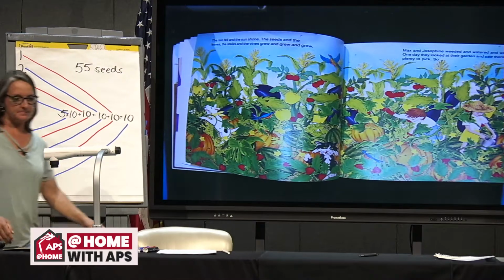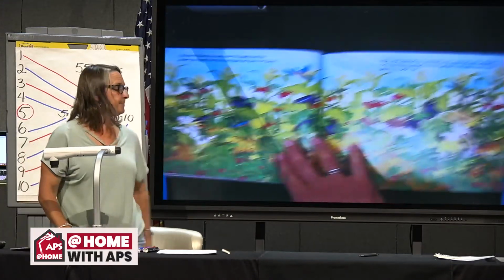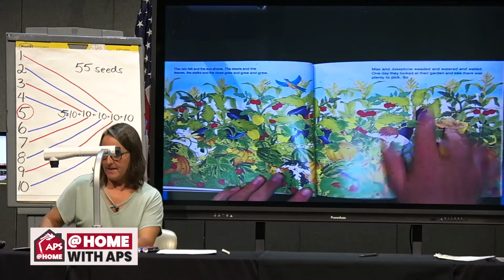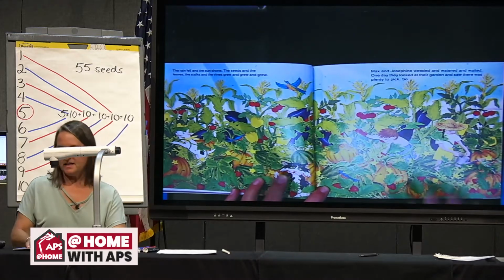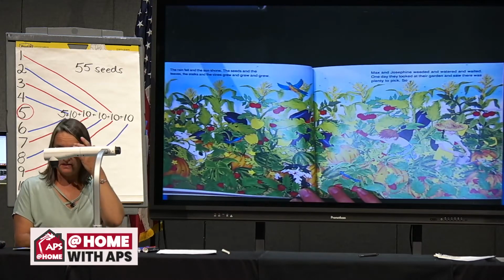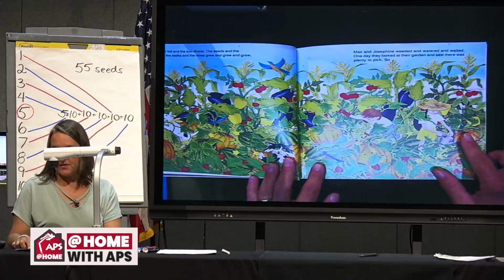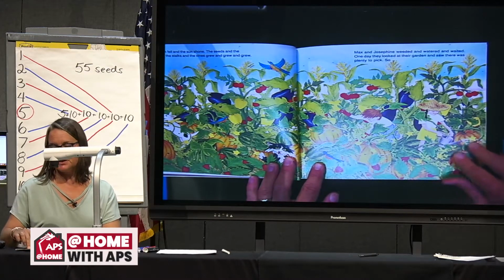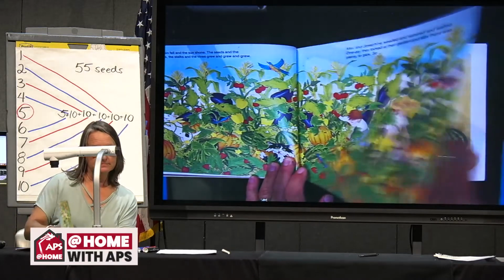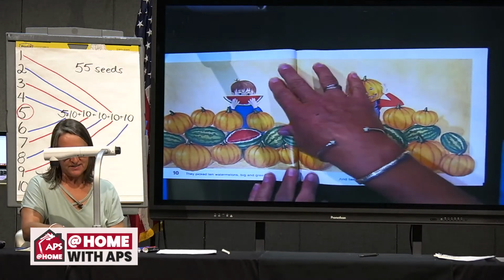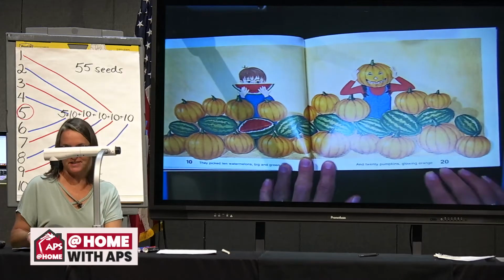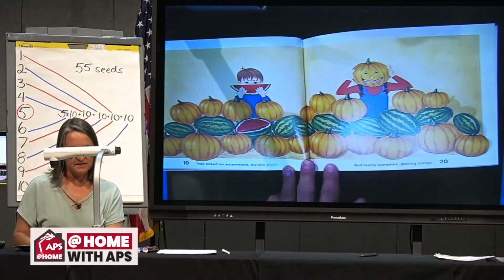Okay. So, here we are. Max and Josephine weeded and watered and waited. One day, they looked at their garden and saw that there was plenty to pick. So, this is the fun part of the garden, harvest time. You get to pick and eat what you planted.